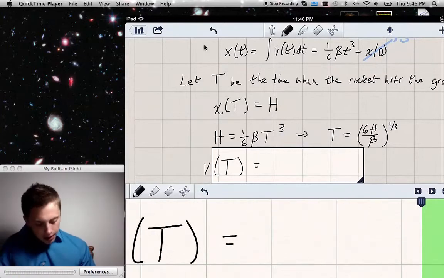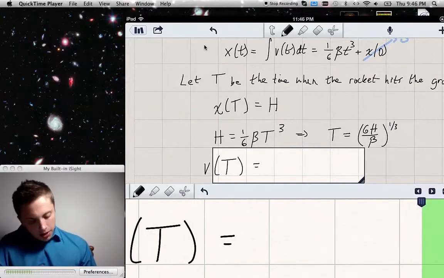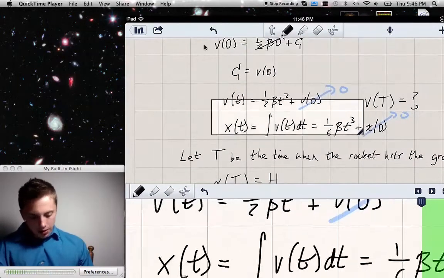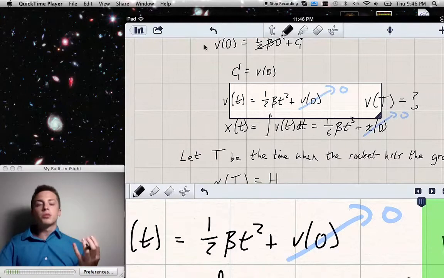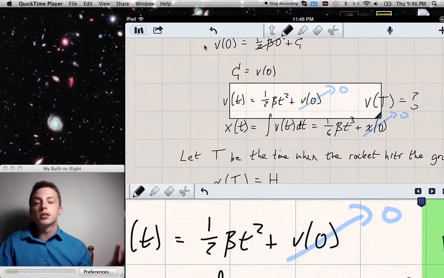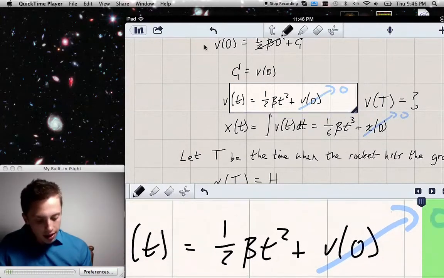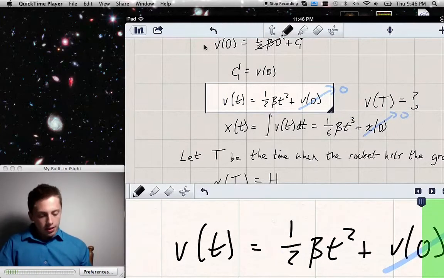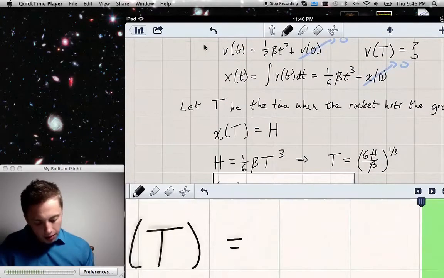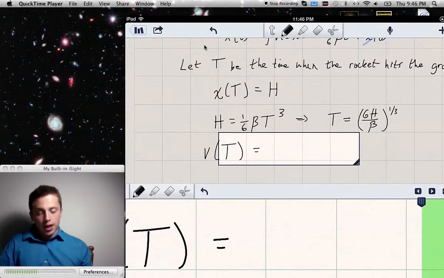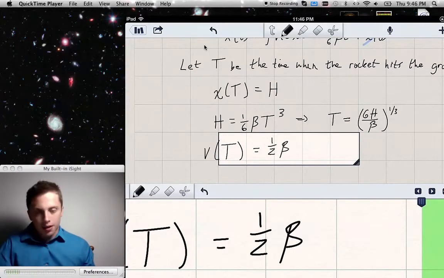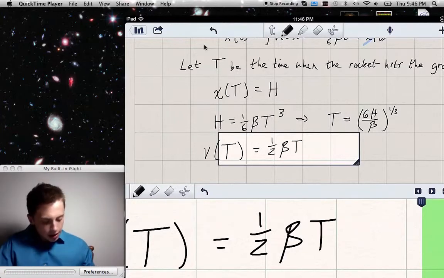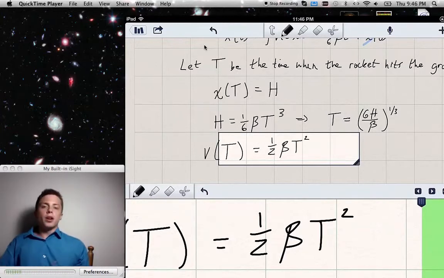Okay? And so all we do now is take our velocity function, which is given by 1/2 beta t squared, which means we can plug in any time we want, 1 second, 2 seconds, 3 seconds for this t, and this function gives us the velocity at that time. But now we're looking for the velocity when the rocket hits the ground, so we're going to evaluate the velocity function not at any general time t, but at the specific time, capital T, whenever it hits the ground.